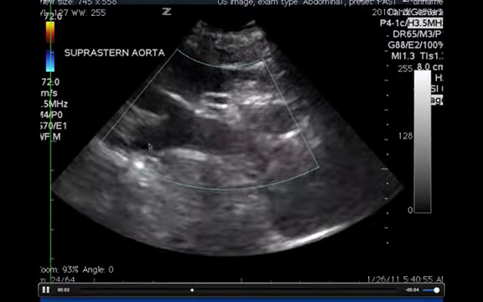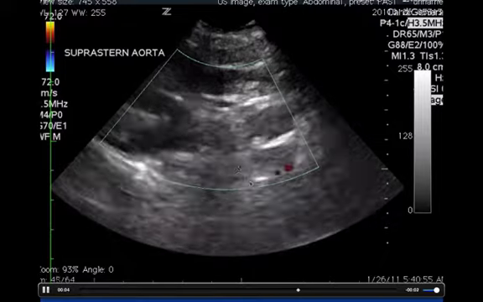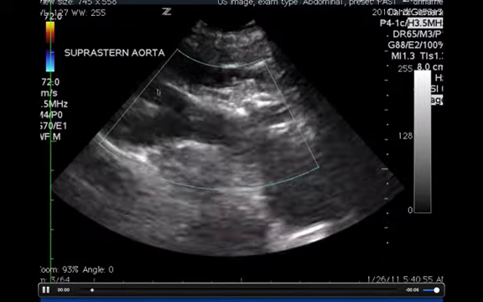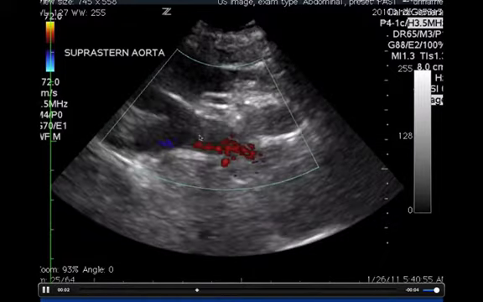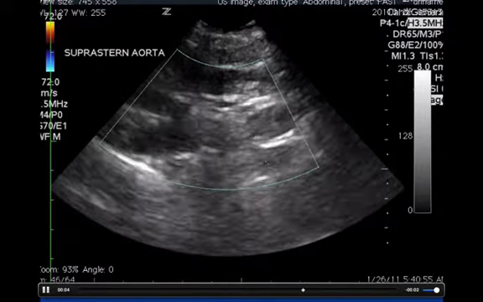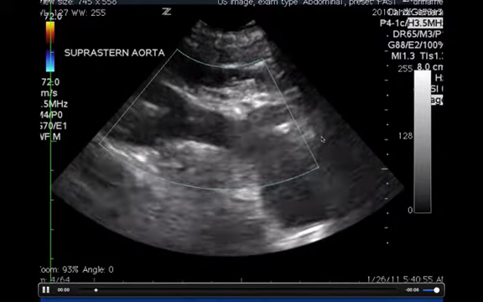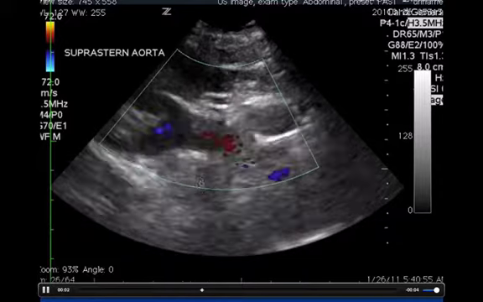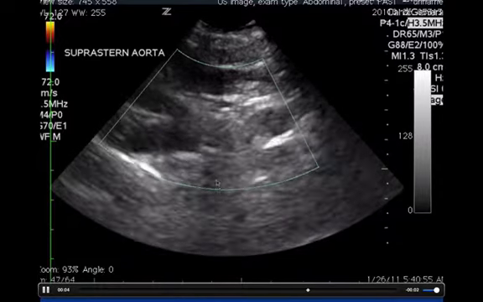Here's another example, a suprasternal notch view. This is the aortic arch. This is the right brachiocephalic trunk. The left common carotid and the left subclavian come off here. Again, the right pulmonary artery would be somewhere in here.